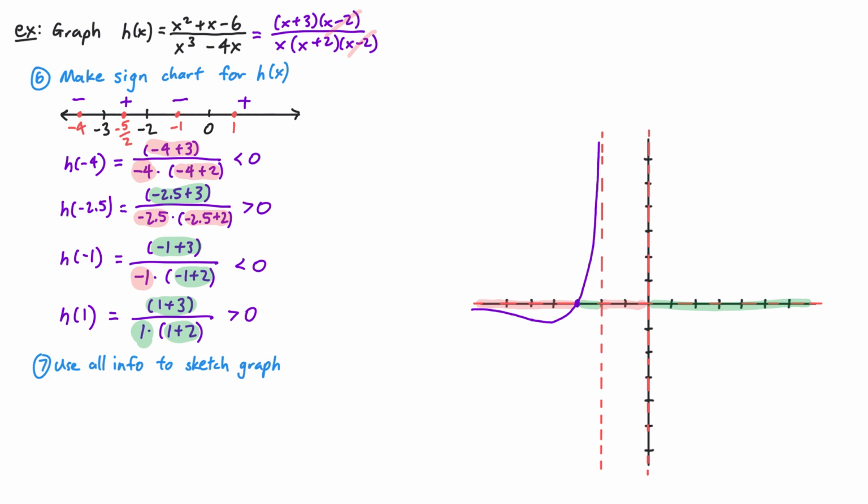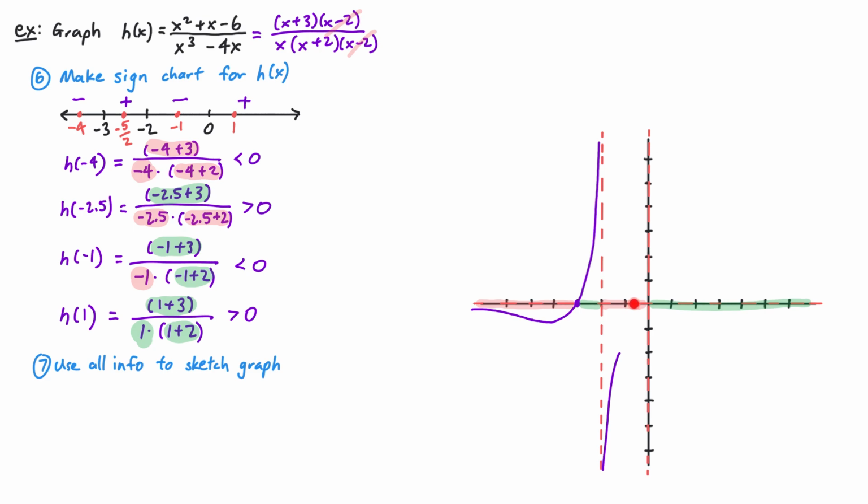On the other side of the vertical asymptote, our graph has two options. Again, it can go up to positive infinity, or it can go down to negative infinity. But since our sign chart tells me that my graph is negative and below the x-axis, I have to go down to negative infinity. So let's draw our graph going down to negative infinity.